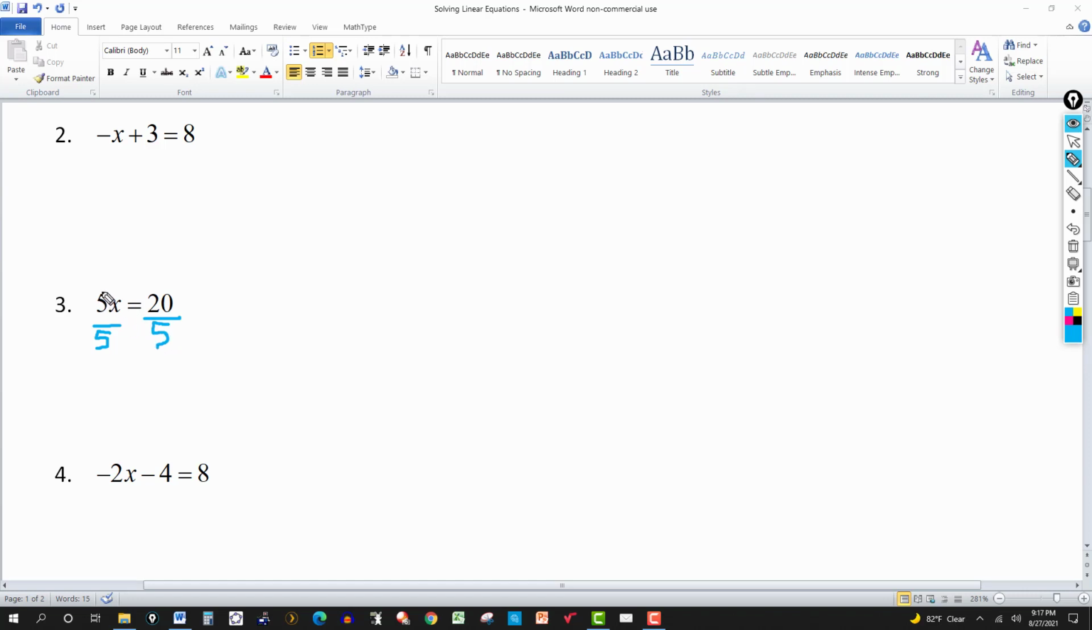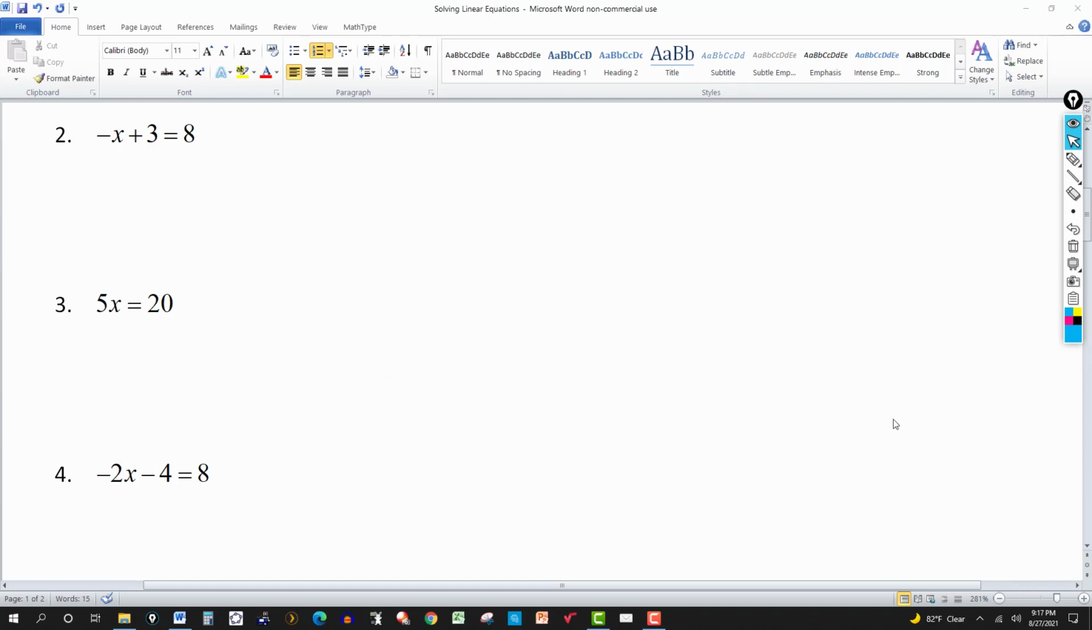So, see, these divide out. Those divide out. And that just gives me 1x. I don't have to put the 1 there. It's understood. So you can just put x. But on the other side, it's 20 divided by 5 is 4. And that should be your answer. Confirm it. Put a 4 right there where the x is. Okay? That's 5 times 4 is 20. Checks. Okay, we'll clear this now.